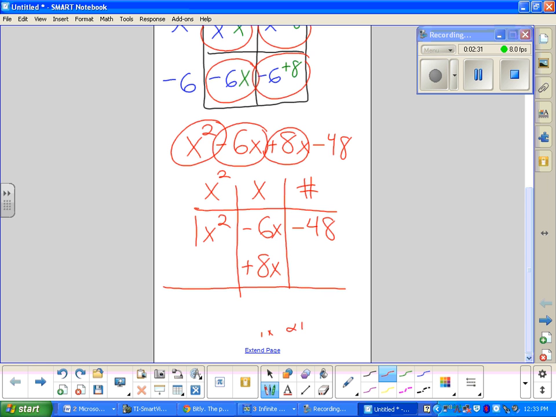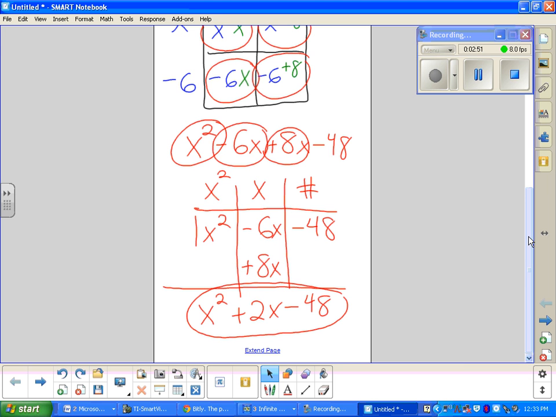Last step is just to combine all the terms that you have. My final answer is x squared, or 1x squared. Negative 6 plus 8 is 2x. And there's nothing to combine with the negative 48. So that's going to be your final answer. That's example number 4.